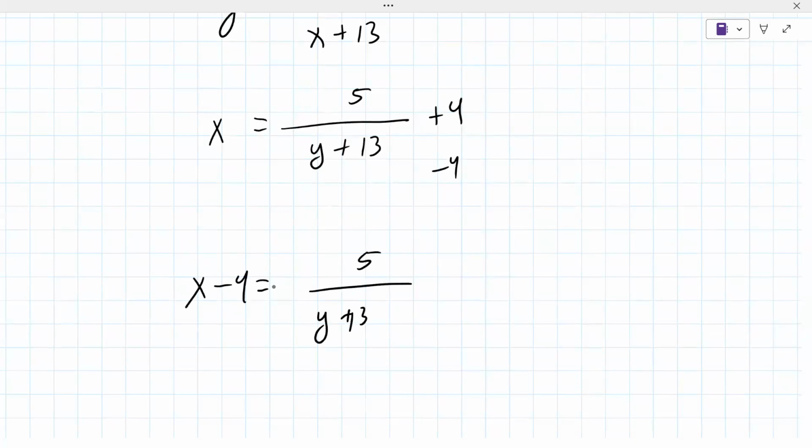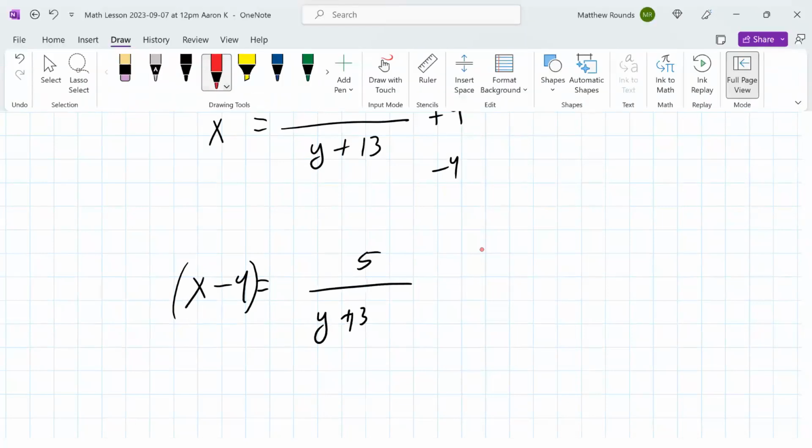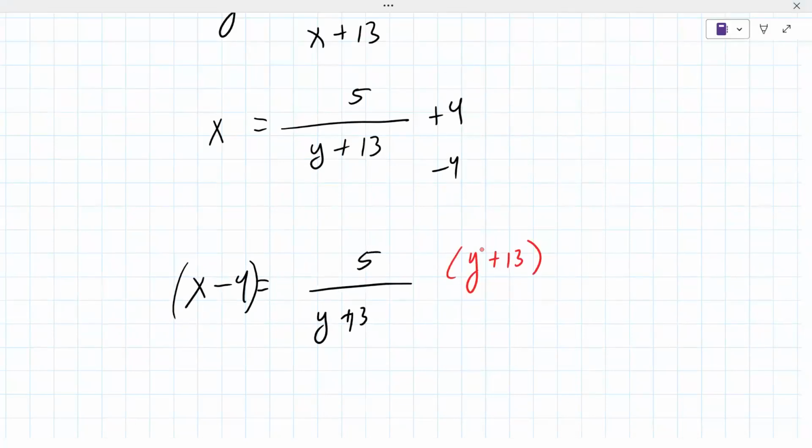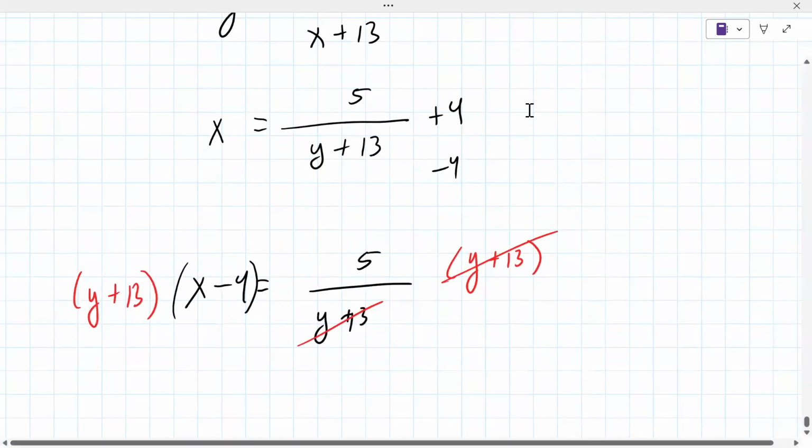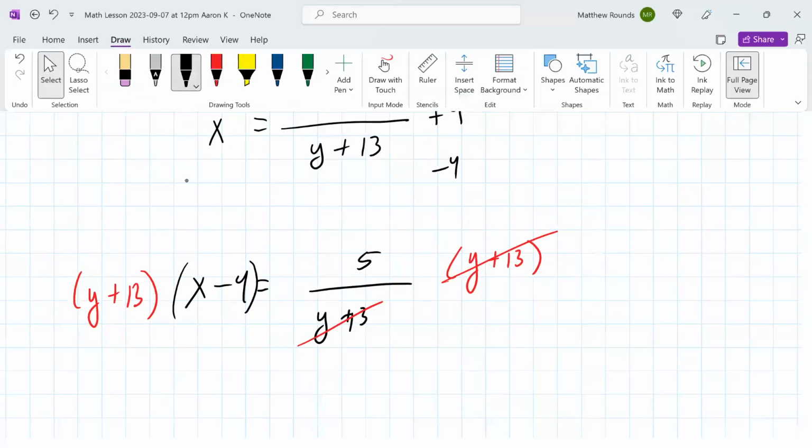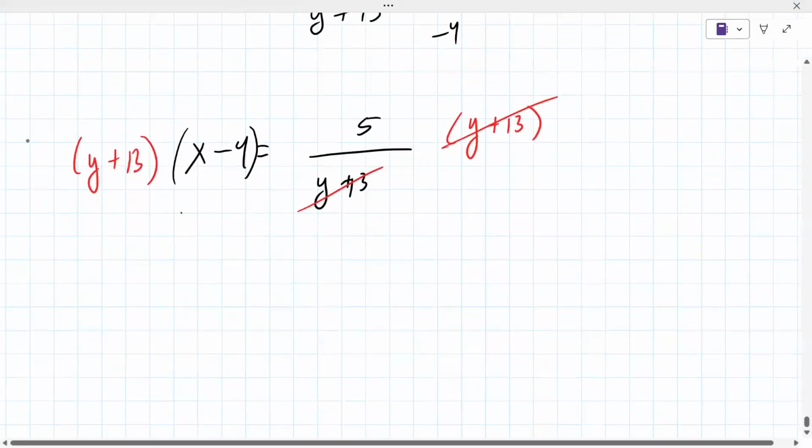Okay, and now you do the same thing. You multiply both sides by the y plus 13. And you can see that those cancel. And you resist the urge to FOIL. You definitely do not want to FOIL here. It looks like you should, but you don't need to.